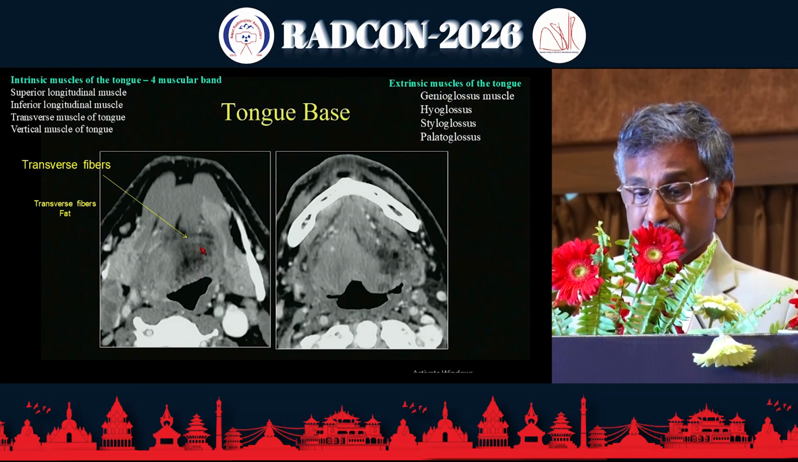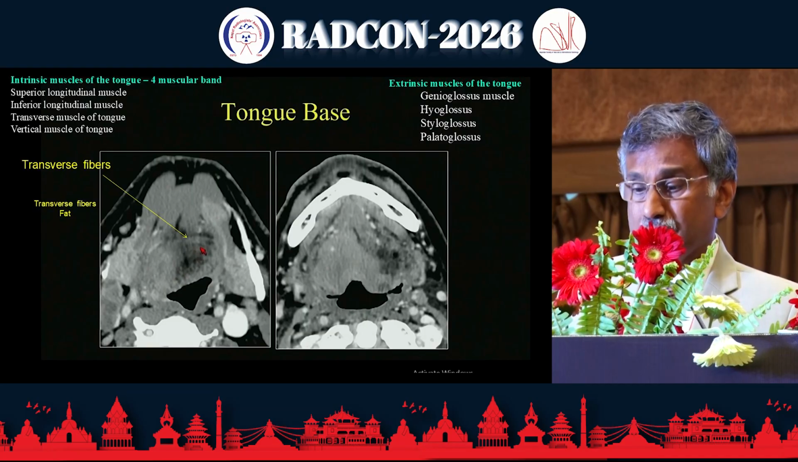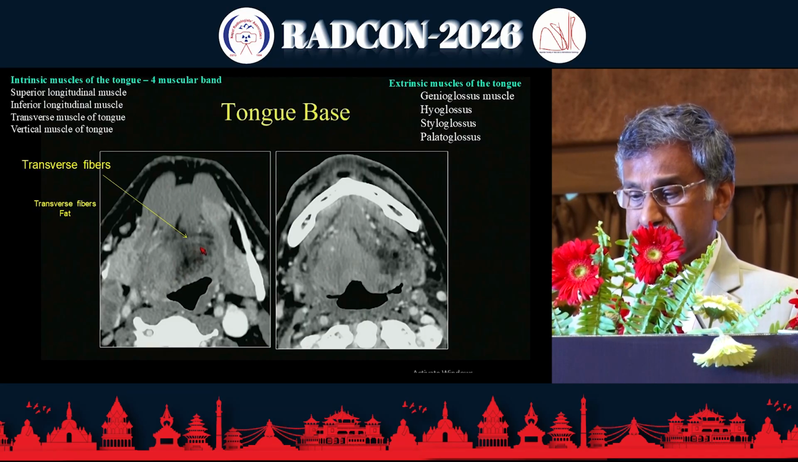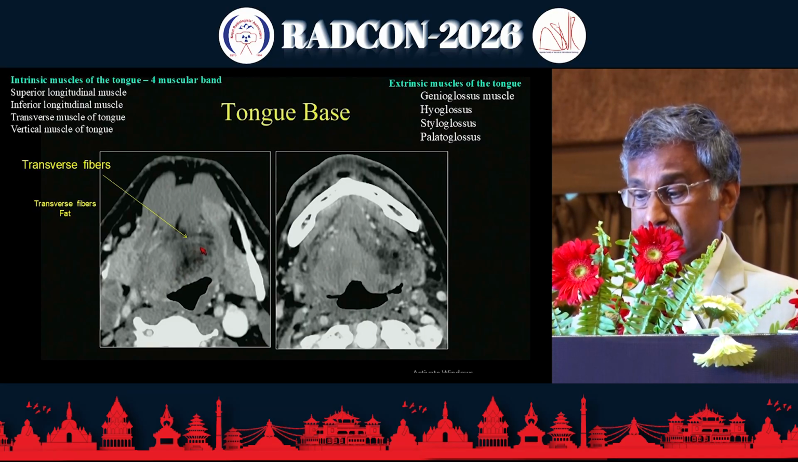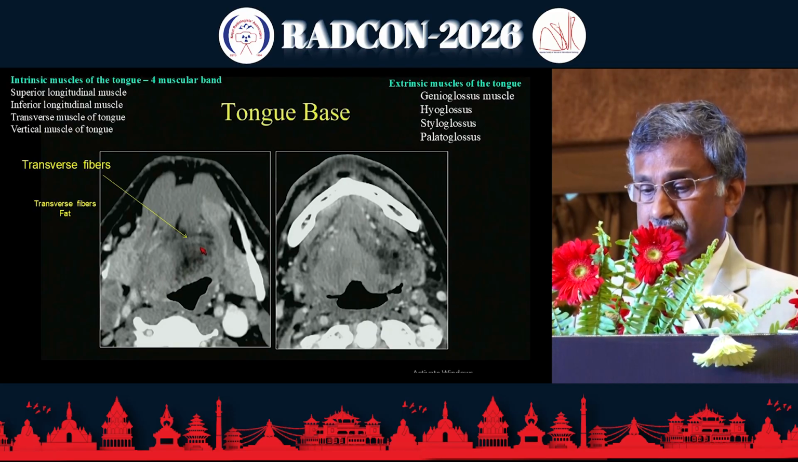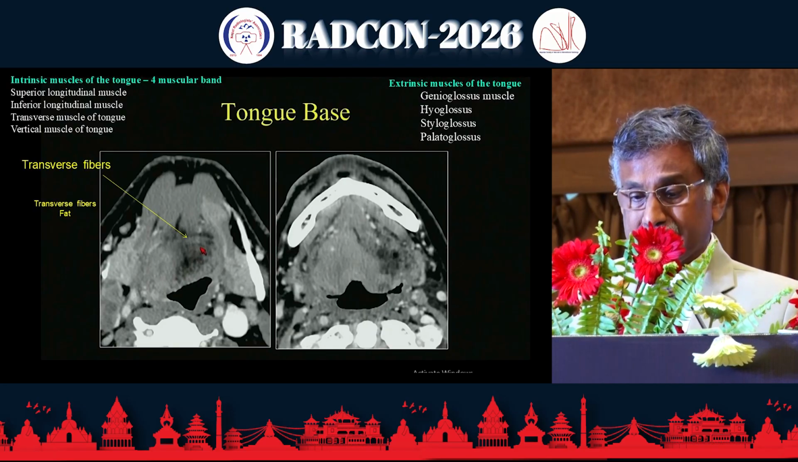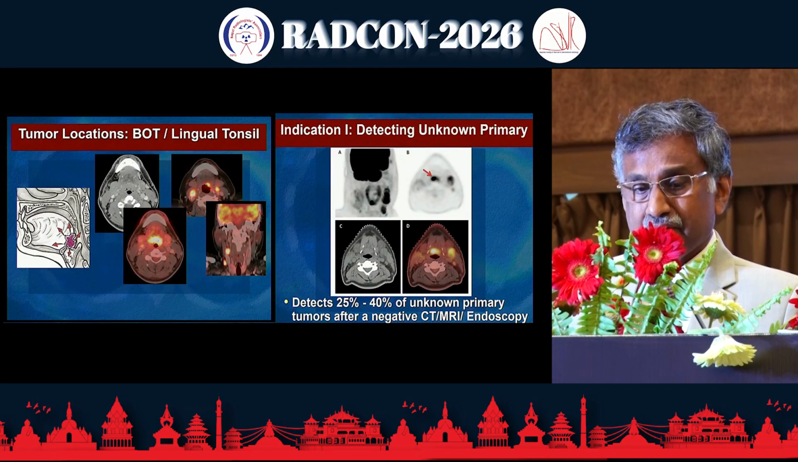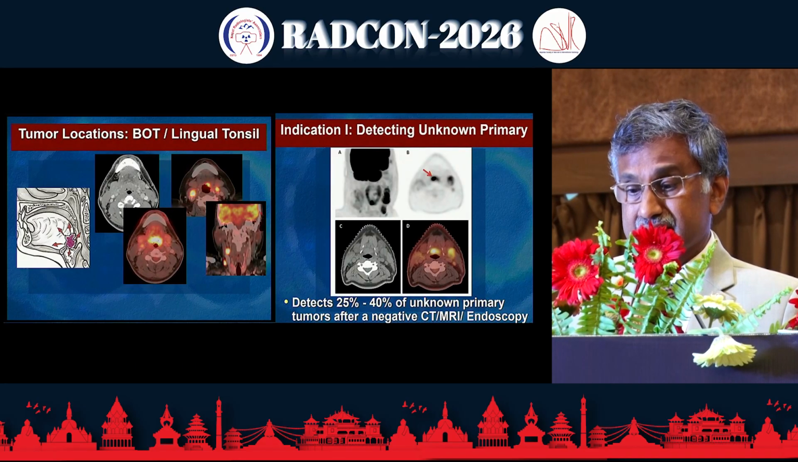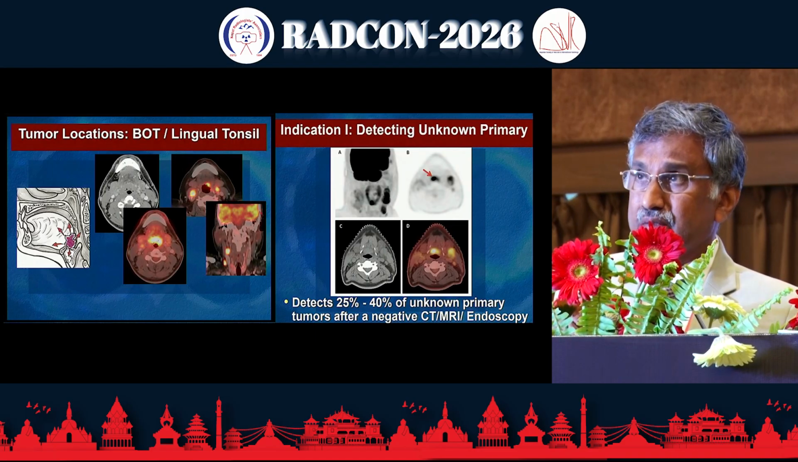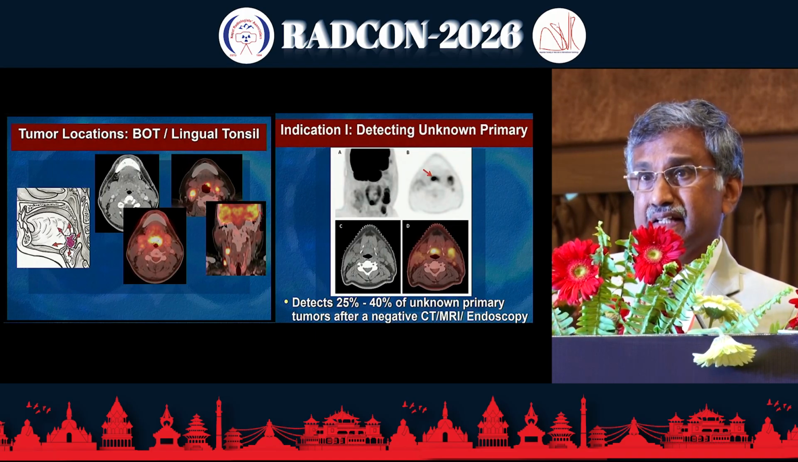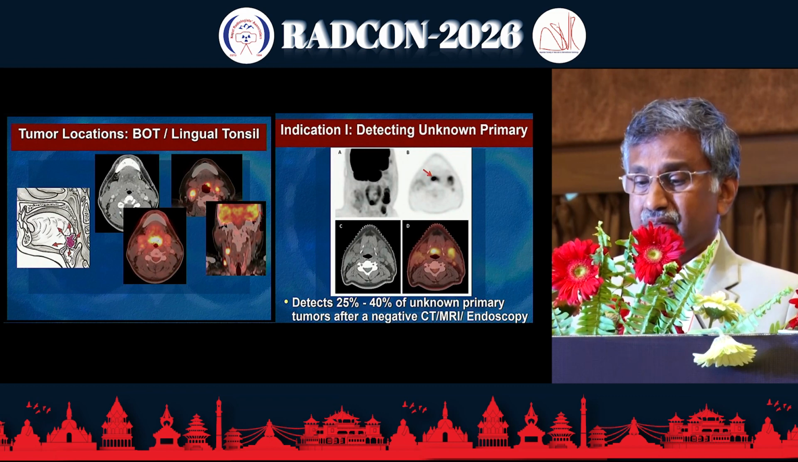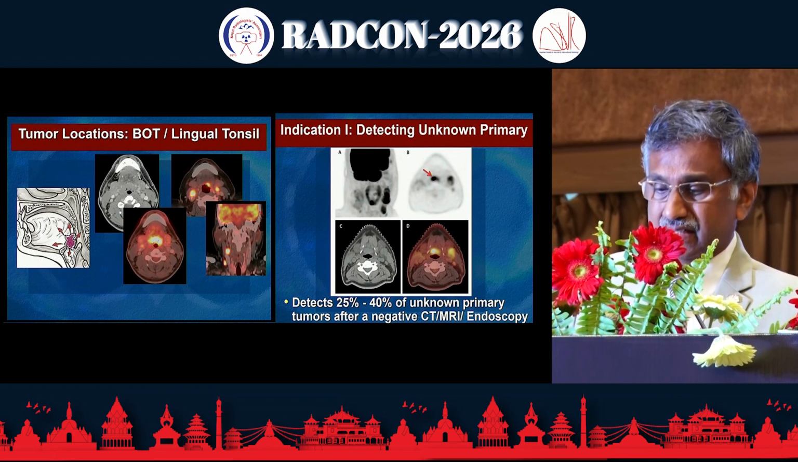It is the commonest way an unknown primary can present. Tongue-base involvement can involve the intrinsic muscles of the tongue. Here is an example of tongue muscle involvement: the intrinsic superior longitudinal and inferior longitudinal muscles, along with the transverse muscle involvement. Here the shape of the tongue will be altered. In tongue-base involvement, extrinsic muscle involvement can occur in the advanced stage.